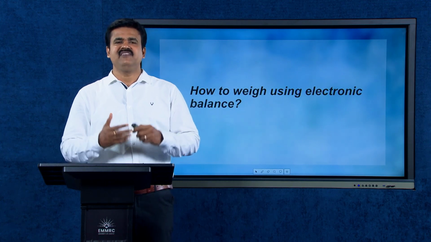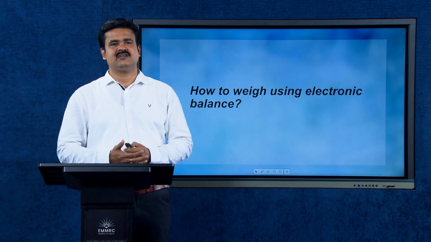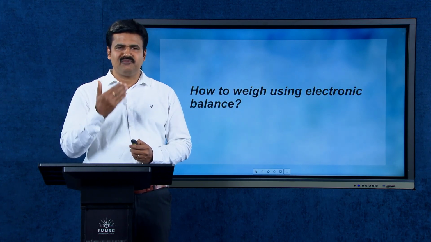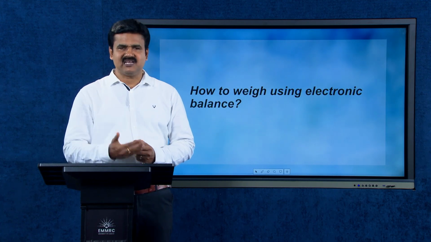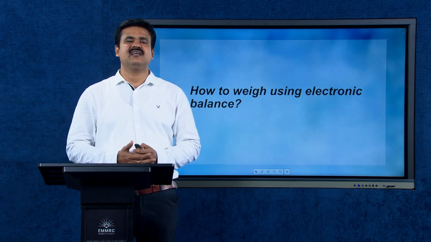Now we can have a demonstration on how to weigh chemicals or materials using the electronic balance.